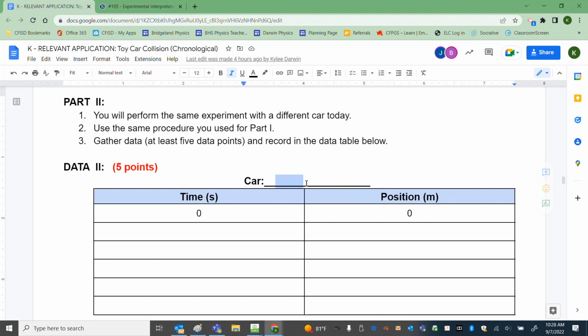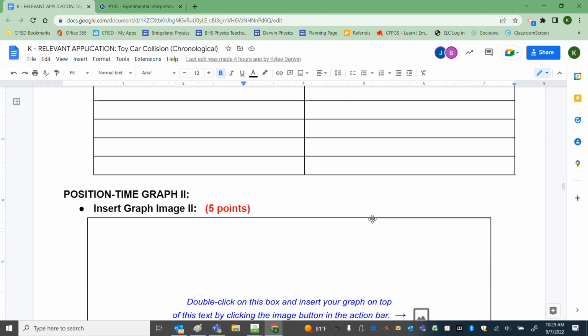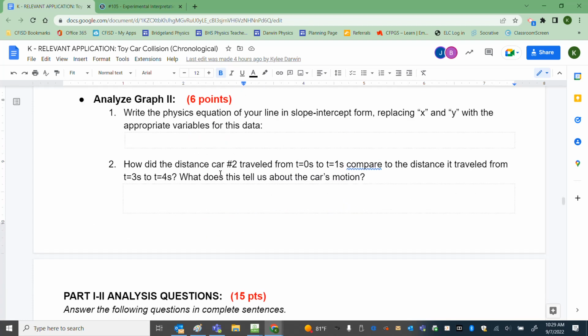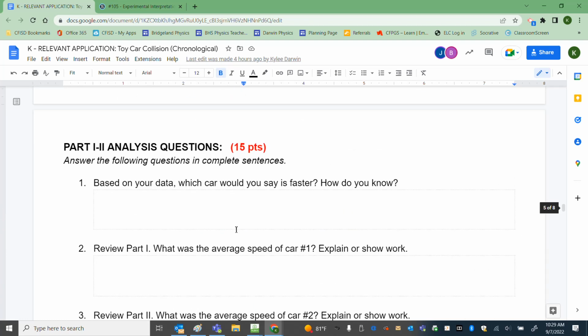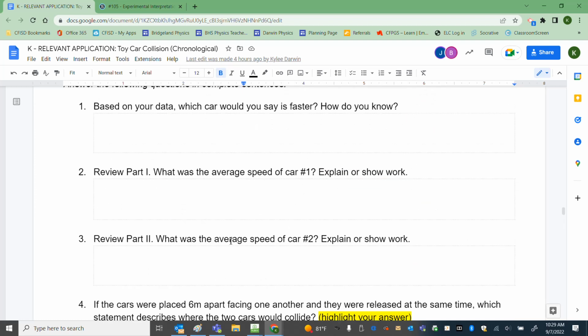Again, there is a spot here for you to write down which car you have. You need to write down which one, because when we actually test your prediction, if you don't have the right cars, your prediction is going to be off because they're all a little bit different. So please make sure you label that there. And then again, just like yesterday, here is where your data is going to go. You're going to graph it just like yesterday. Here is where your graph is going to go. And if you keep scrolling, here are those couple of questions about the graph, and then here's the analysis for the first 2 parts. It's just these 5 questions.